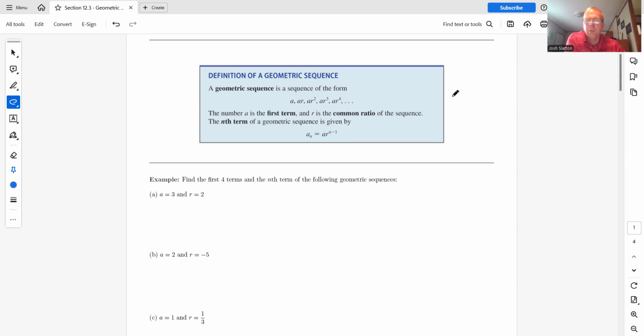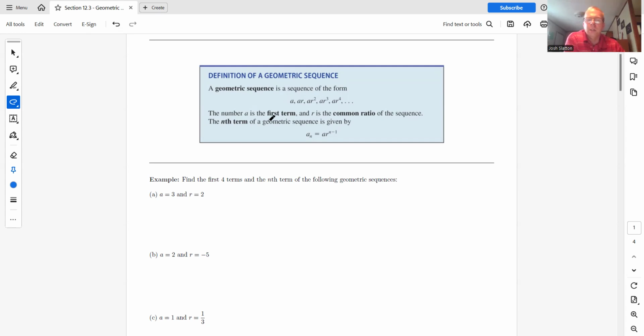A geometric sequence would look like this, where we have the first term a, then we multiply it by r, multiply the next one by r, so that's multiplying the first one by r squared, then the first one by r cubed, the first one by r to the fourth, and so on. A is the first term of the sequence. R is the common ratio. So instead of a common difference with arithmetic sequences, we have a common ratio with geometric.